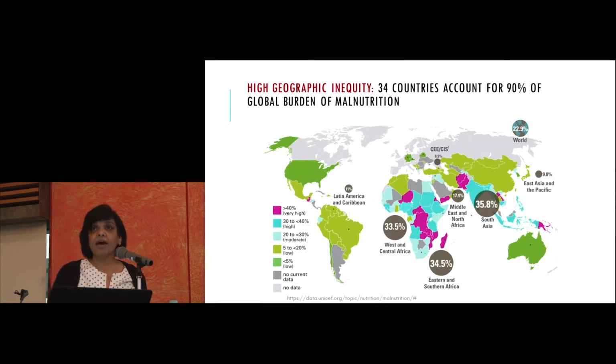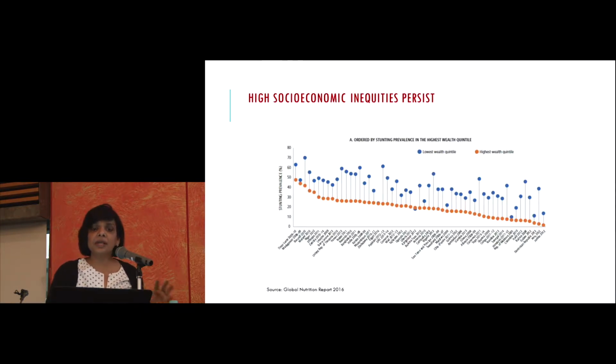And we still have high geographic inequities. If you look at this graph, 34 countries account for about 90% of the global burden of undernutrition, and most of them are in South Asia and Africa. And there is still a persistence of high socioeconomic inequities.